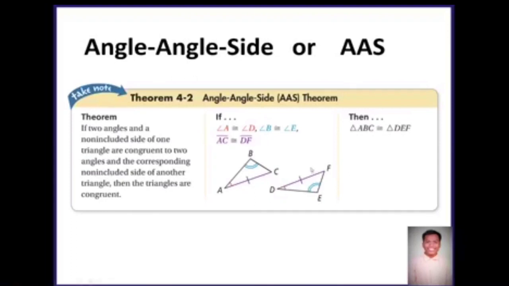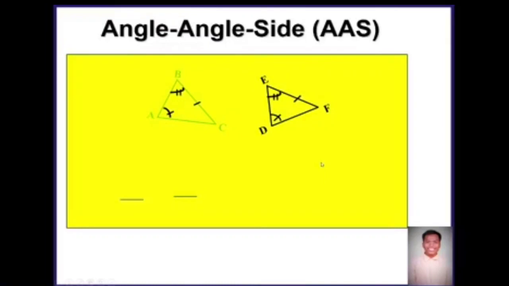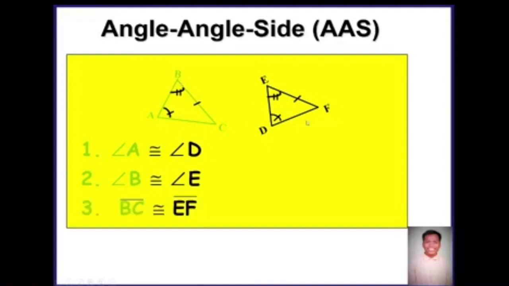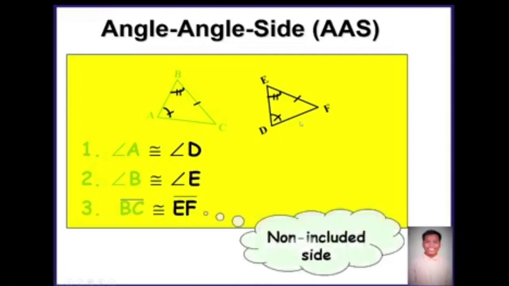Alright, to further illustrate that, we have another example here. Consider again triangle ABC and triangle DEF. You are given that angle A is congruent with angle D and angle B is congruent with angle E. That's why you have the same symbol there, which shows the single mark. And a non-included side, the side BC and the side EF. So we have already met the three conditions. Then we can say that triangle ABC is congruent to triangle DEF.